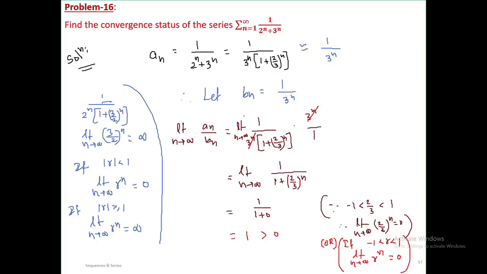Okay, try once, complete this problem, and with this I will stop. I will do more problems by limit comparison test.